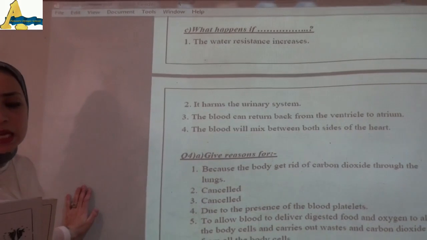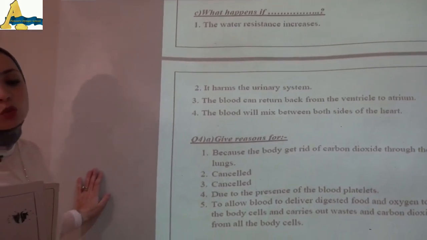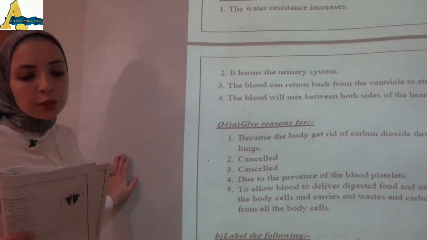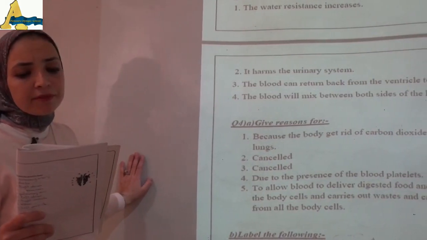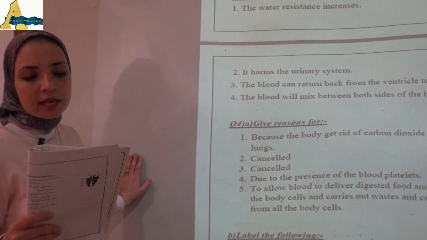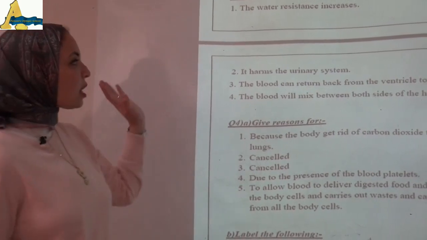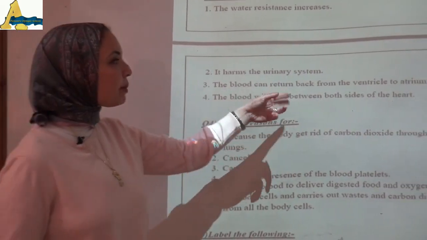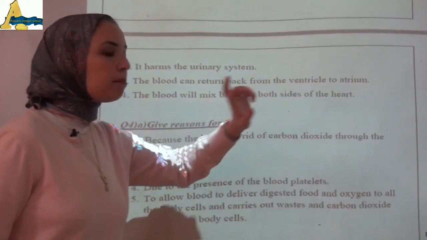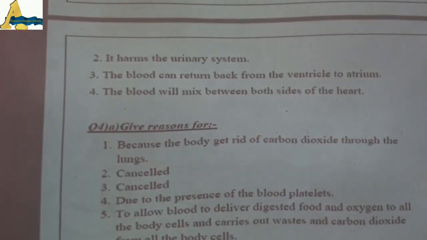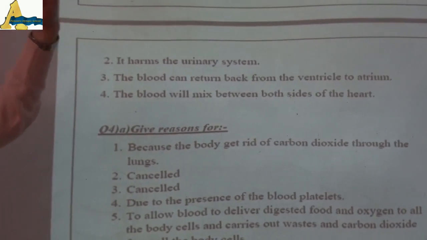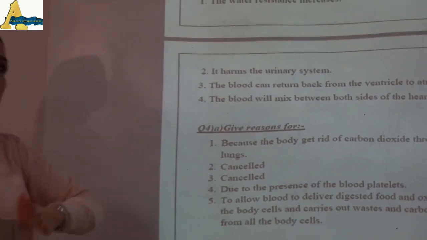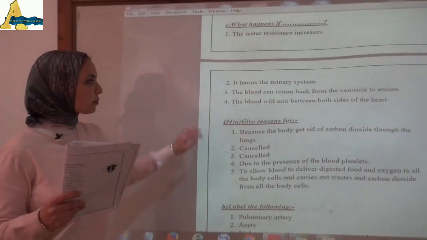Eating food that contains a lot of salt will harm your urinary system. There is no valve in the heart cavity. Of course, the blood can return back to the ventricle, because the valve is a one-way door which allows the blood to pass from the atrium to the ventricle and never return back again.